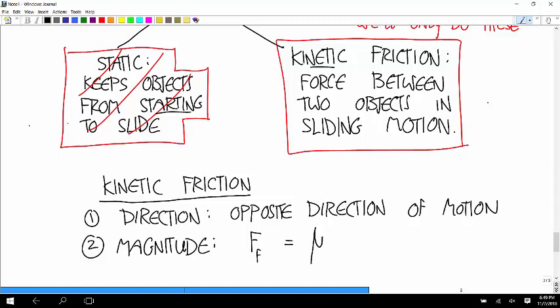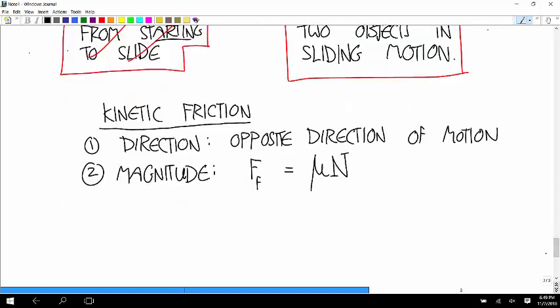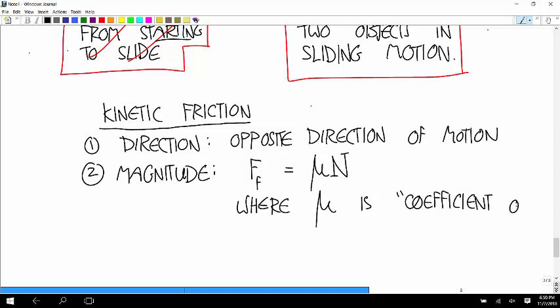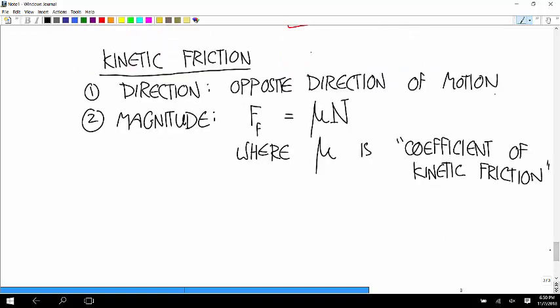That's equal to this constant mu times the normal force, where this constant mu is called the coefficient of kinetic friction. Greek letter mu is the easiest Greek letter to remember because it's exactly in between an M and a U, and that's how you spell mu. So now you'll never forget that. Okay.